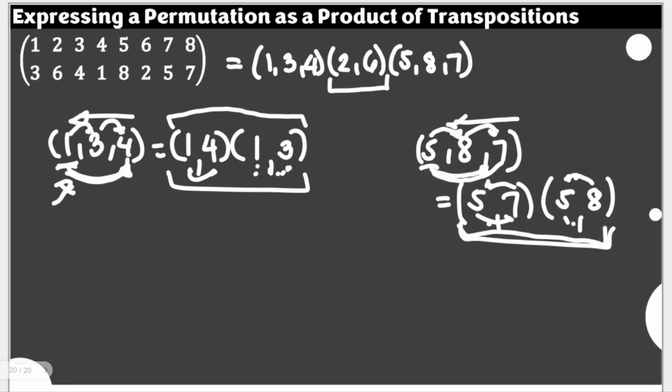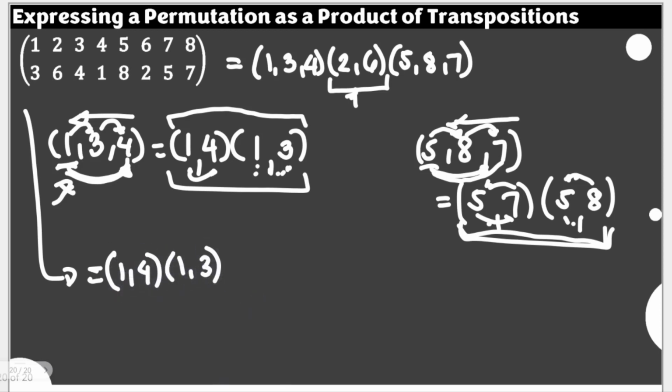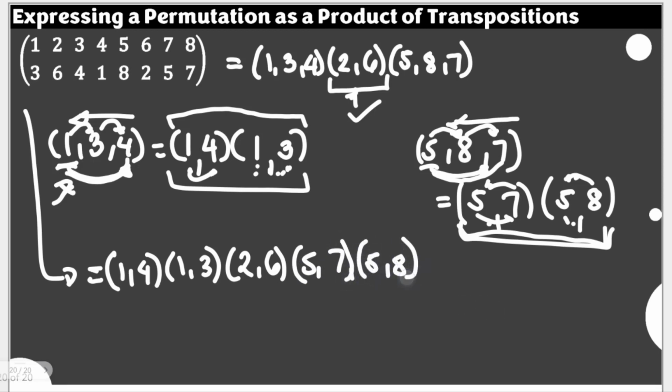Now with these two cycles already expressed as a product of transpositions, we can combine them into this middlemost transposition here. That would mean our permutation here can be expressed in this product of transpositions. For 1, 3, 4, you have (1 4)(1 3). Then you have your (2 6) here. Then for 5, 8, 7, (5 7). Sorry, that's parenthesis. And (5 8). So you have 5 transpositions, which when multiplied will result in our given permutation.